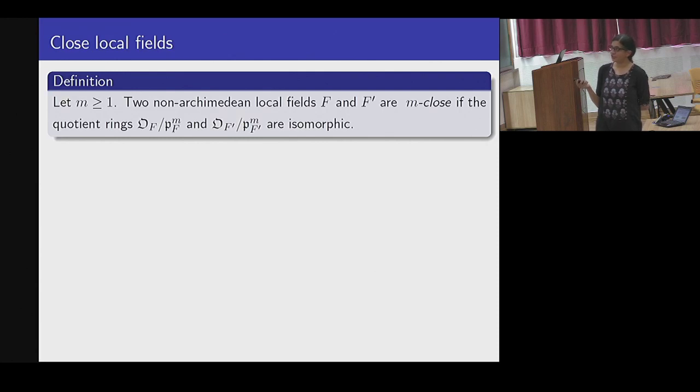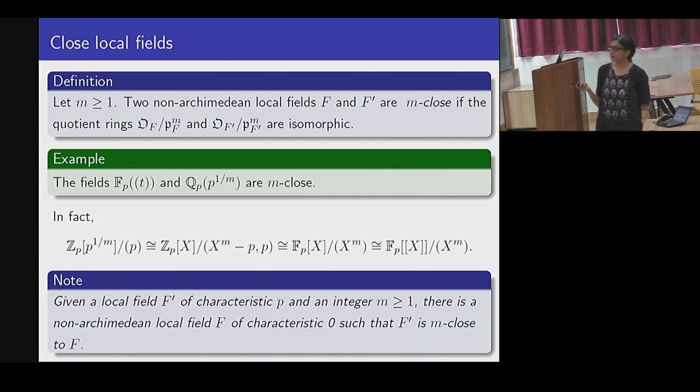So let m be an integer greater than or equal to 1. Two non-Archimedean local fields F and F' are m-close if these quotient rings, O_F/P_F^m and O_{F'}/P_{F'}^m, are isomorphic. So an example of this is the field F_p((T)) and Q_p(p^{1/m}), which are m-close. Note that this is a field of positive characteristic and this is a field of characteristic 0.